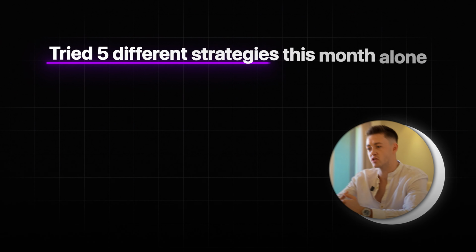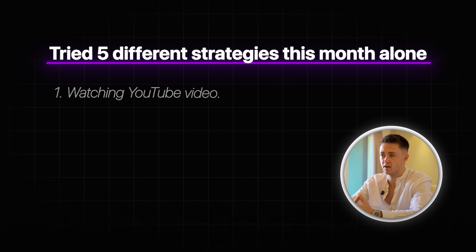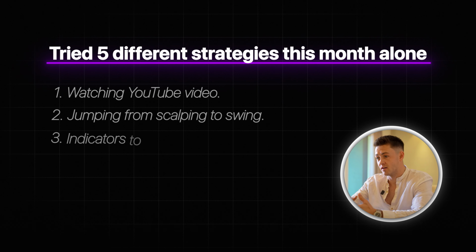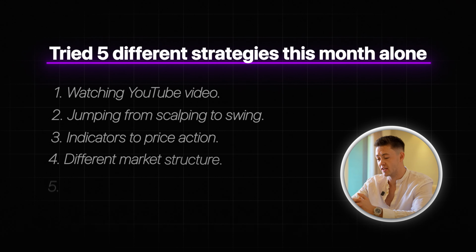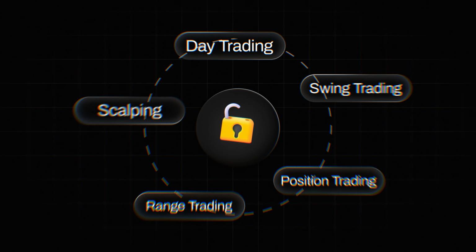You've probably tried 5 different strategies this month alone, watching YouTube videos, jumping from scalping to swing trading, indicators to price action to different market structure, thinking this strategy is going to be the one. But here's what nobody tells you. The only reason you're not profitable is because you are strategy hopping.